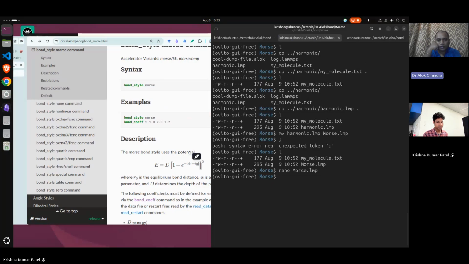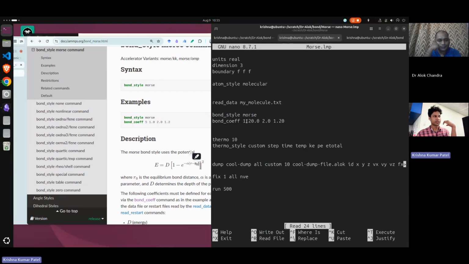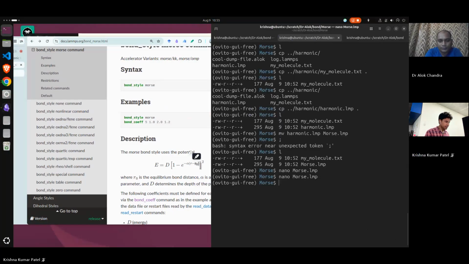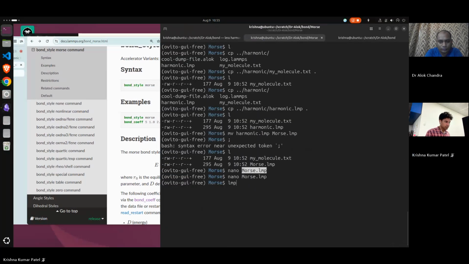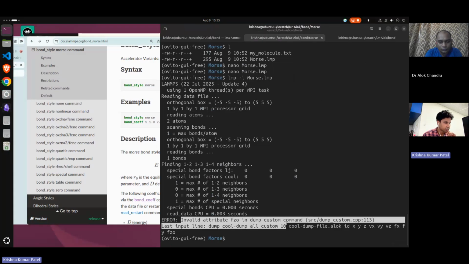What is the first value? Let's see. One. Oh, that represents the bond type. There is only one bond, okay? So there is only one bond, and for that bond, these are the parameters. Now let's start running it. LAMMPS input file is Morse, and it says invalid attributes fz in dump custom command.